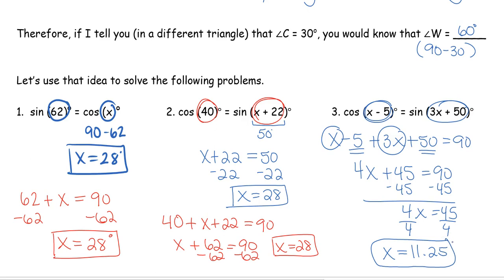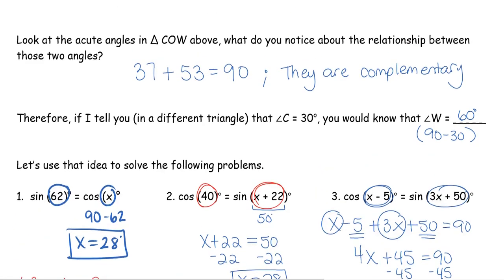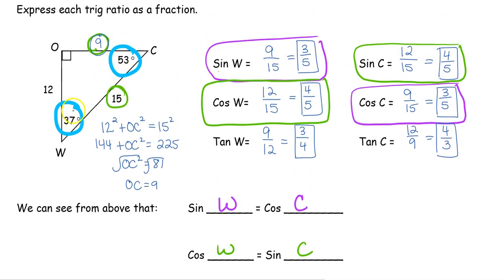All right, so a lot of different relationships we talked about today. Just remember that as we look at our triangle, the two acute angles have to be complementary. They have to add up to 90. And the sine of one acute angle is going to be equal to the cosine of the other. The ratios are going to be the same.